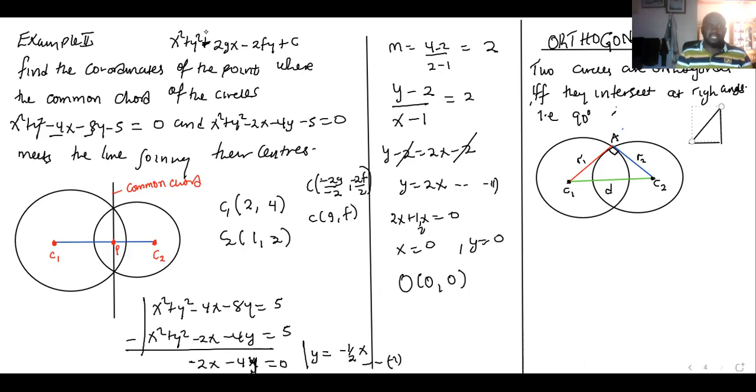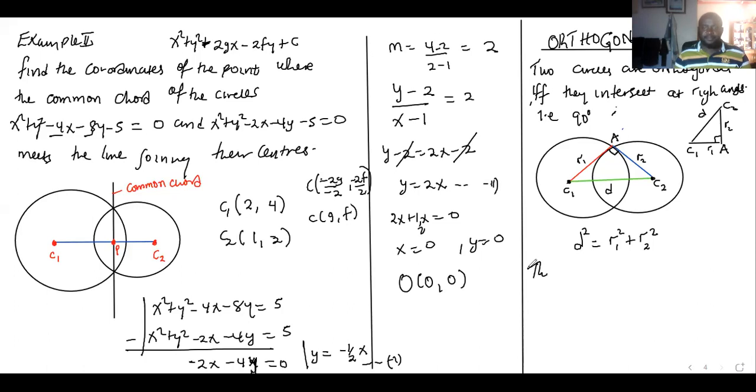When you extract it out, this is 90, and this is A, and this is C1, and this is C2, and this is D, and this is R2, and this is R1. Then D squared is equal to R1 squared plus R2 squared. That is using Pythagoras' theorem. So the condition for orthogonality is that the square of the distance between the two centers is equal to the sum of the squares of their radii.